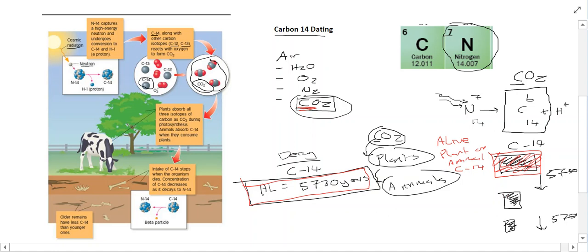So what you can do then is, if you're an archaeologist, you come along and you find a bone, for example, you can measure the amount of carbon-14 that's present in the bone. Depending on how much carbon-14 is present, if there's half the amount of carbon-14 that should be present in a live animal, then you know that bone is about 5,730 years old. And again, if there's a quarter the amount of carbon-14 present in the bone, it's going to be double that. It's going to be over 11,000 years old.